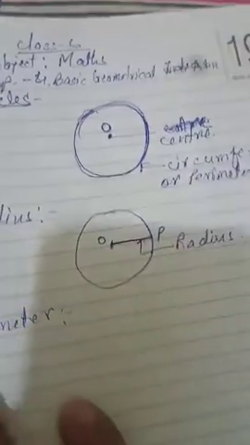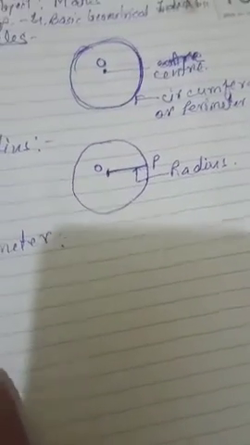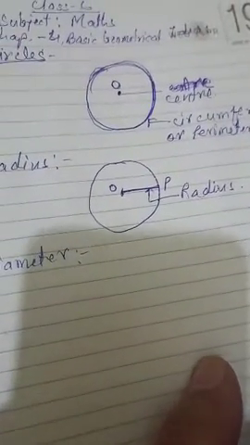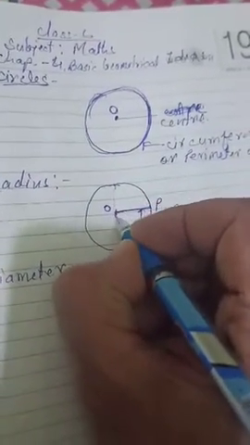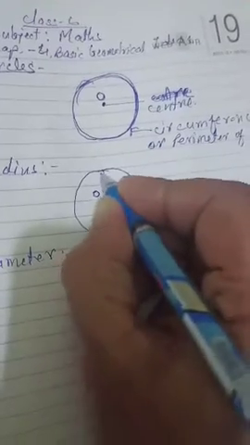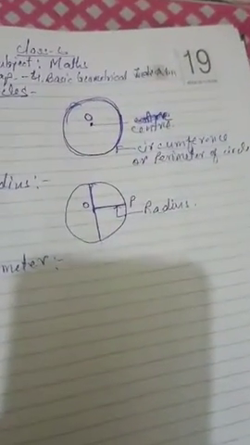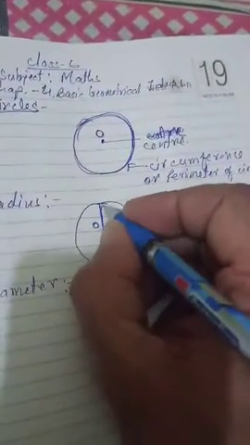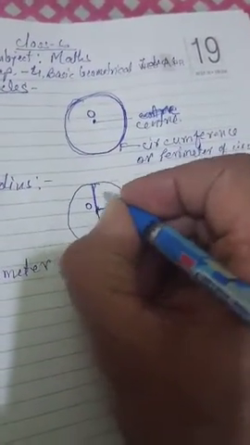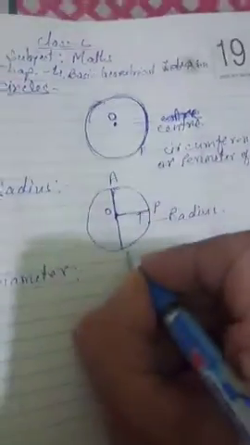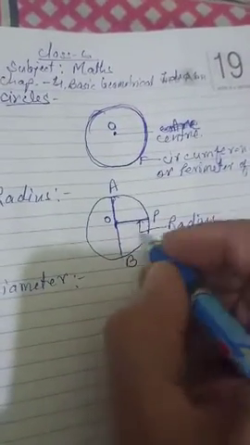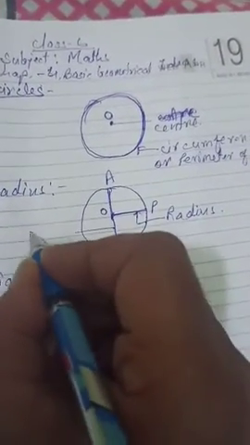And then comes the diameter. A diameter is a line segment whose end points lie on the circle and which passes through the center of the circle, like this. That is your diameter. It means the line should touch the center. That is A to B. This is called the diameter.